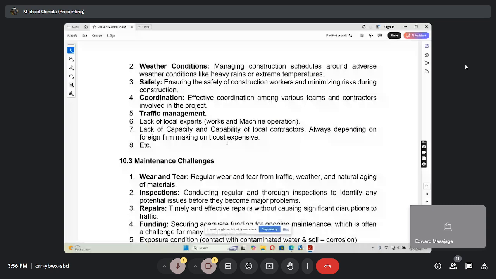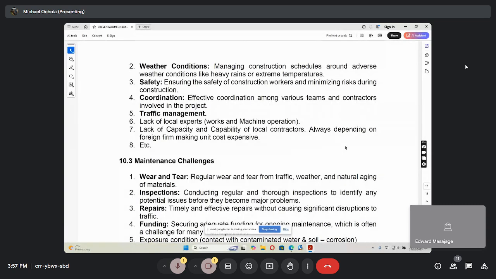Lack of capacity and capability of local contractors. Most of our contractors cannot build bridges of this nature because they're not exposed to them, and local staff are not there, so they have to employ people from outside, which is also expensive. Always depending on foreign firms makes unit costs very expensive.